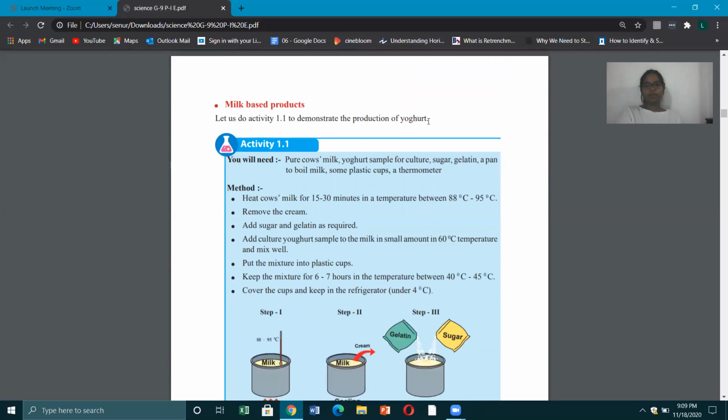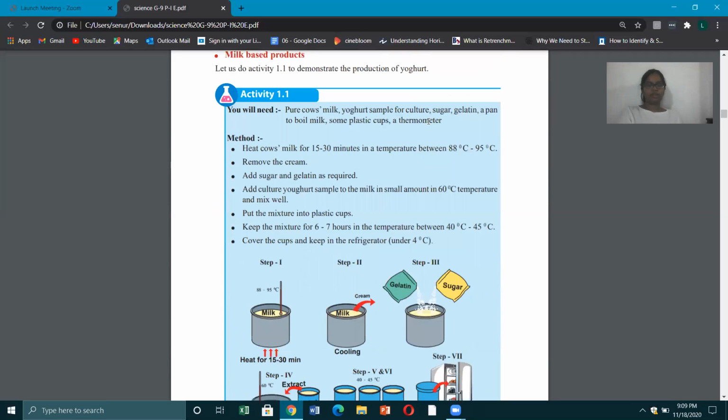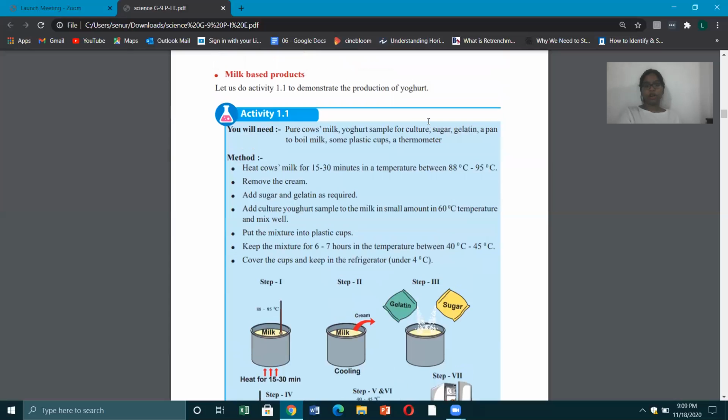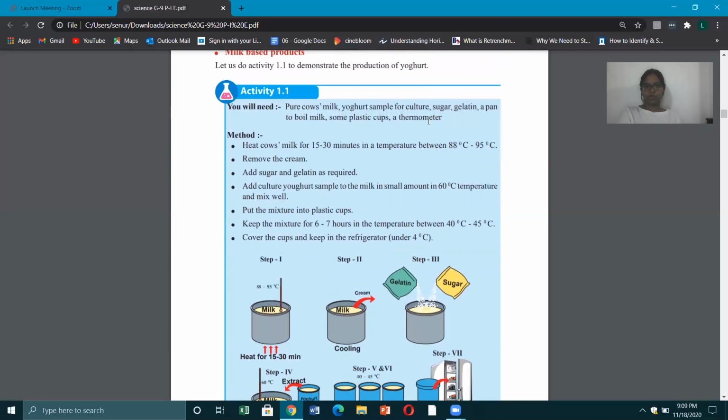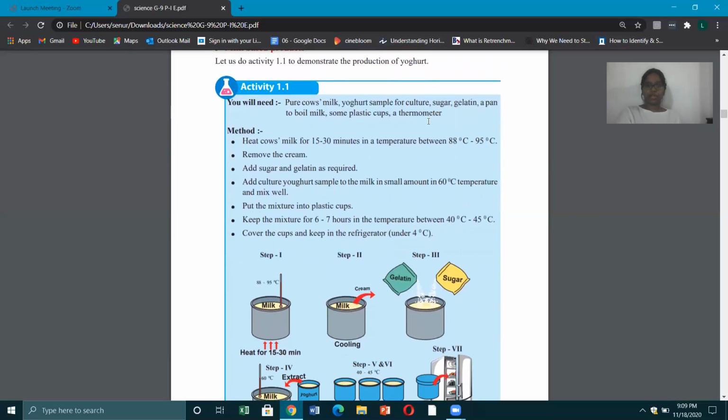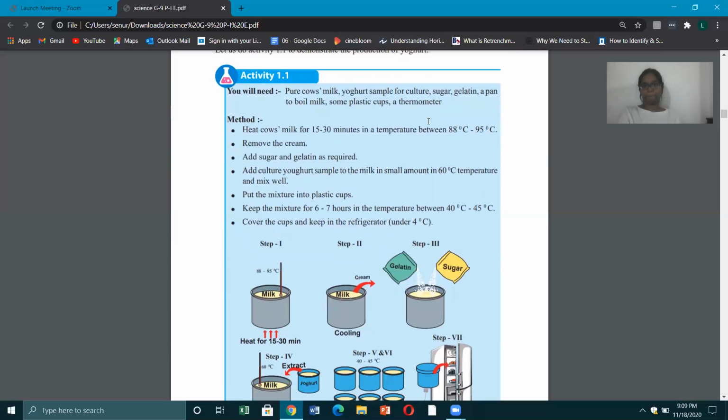Okay, and milk-based products. Now that is a really easy one because I've been telling you all that from the beginning, because to make yogurt we need curd, cheese, and those stuff you need bacteria. Let's go through this activity. What do you need? Pure cow's milk, a yogurt sample for culture, sugar, gelatin, a pan to boil milk, some plastic cups, and a thermometer.